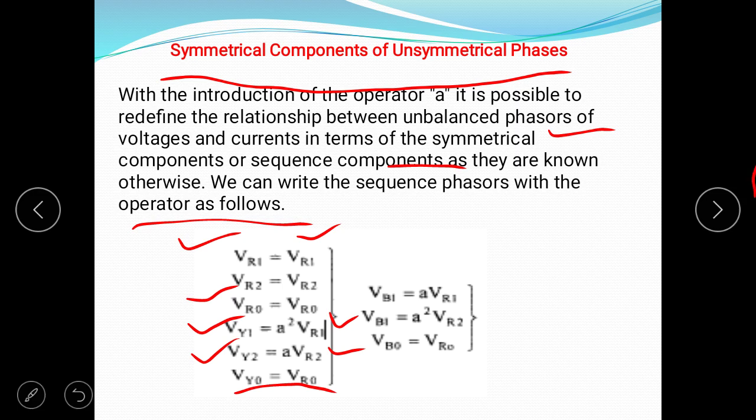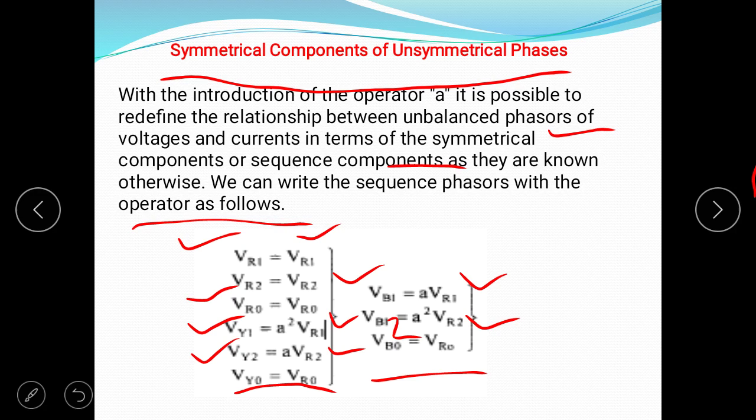Similarly, when the positive sequence component of phase R is rotated by 120 degree in anti-clockwise direction, then it comes at the position of positive sequence component of phase B, or if negative sequence component is rotated by 240 degree in anti-clockwise direction, then it comes at the position of negative sequence component of phase B, and zero sequence components are the same. So there is no need of rotation.